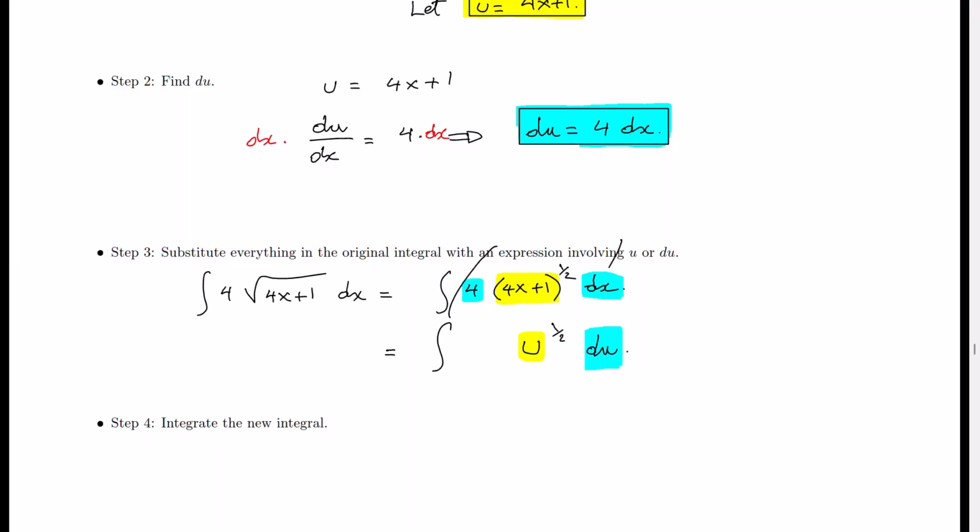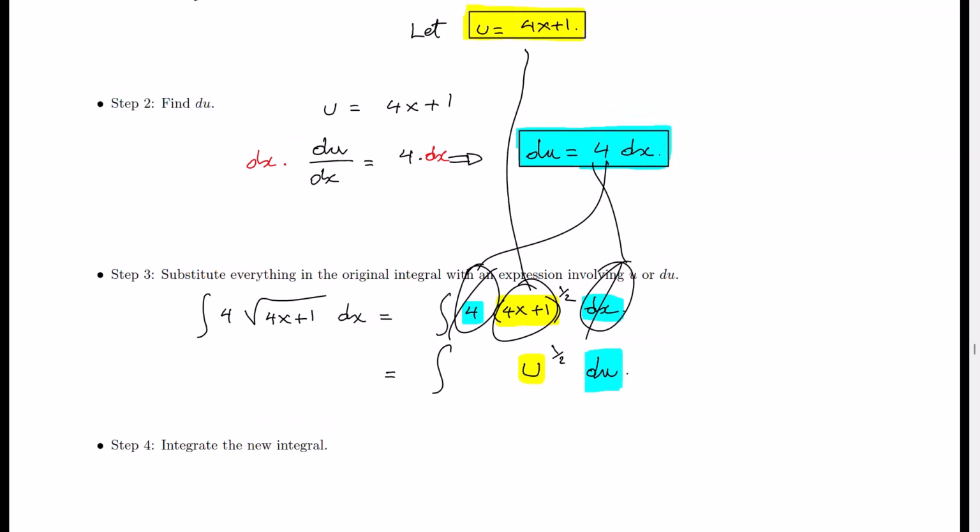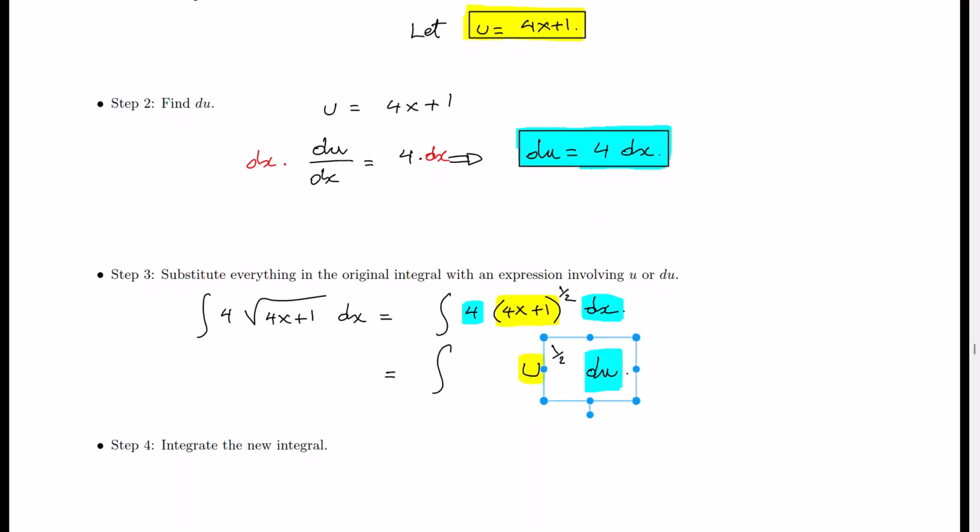So the 4 and the dx are going to combine with one another to give me the du, and the 4x plus 1 is replaced with u. And so if you're doing this correctly, you should see that the new problem does not have any leftover x's. It's all just u's and some random constants, random numbers, maybe an exponent like I do in this case. And that's what we want. That's how you know you're on the right track.